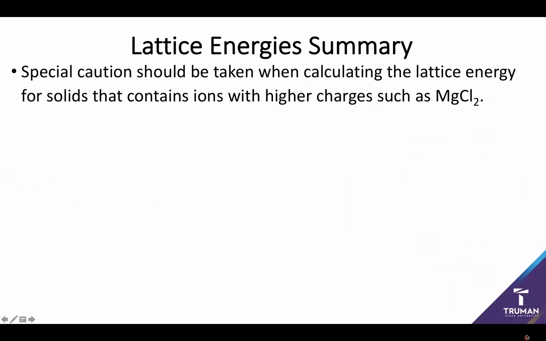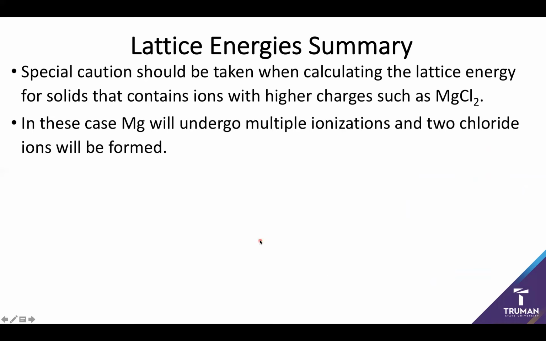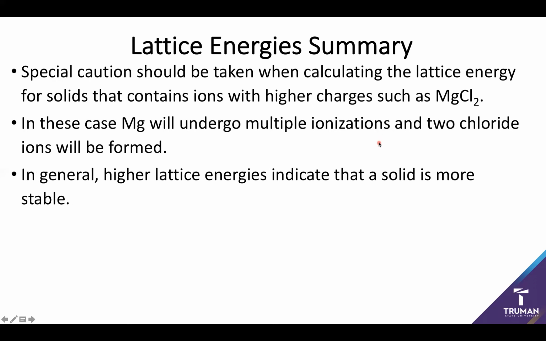When working with lattice energies, do take special caution if you're calculating the lattice energy of anything that isn't a simple one-to-one solid like we just saw. If we're working with something like magnesium chloride, there are going to be lots of little differences. For example, you won't have a single ionization energy, you'll have multiple ionization energies. And you won't be producing one chloride ion, you'll be producing two chloride ions. But as long as you remember to account for stoichiometry, you should be fine.